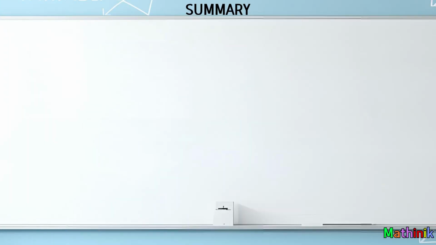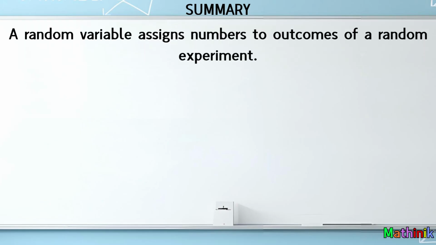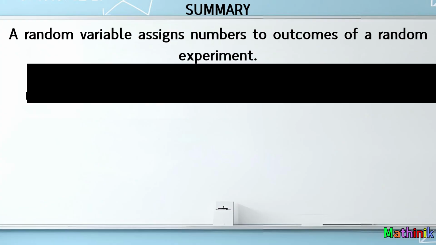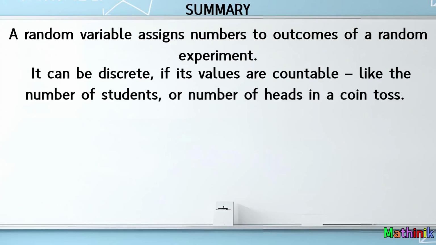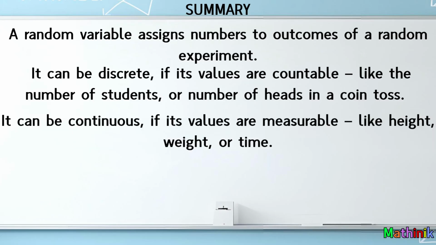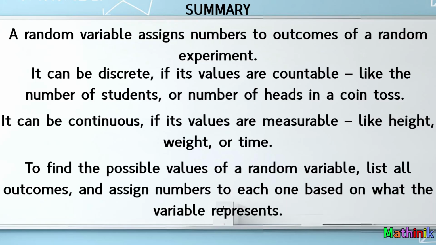Let's summarize what we learned today. A random variable assigns numbers to outcomes of a random experiment. It can be discrete if its values are countable, like the number of students or number of heads in a coin toss. Or it can be continuous if its values are measurable, like height, weight, or time. To find the possible values of a random variable, list all outcomes and assign numbers to each one based on what the variable represents.